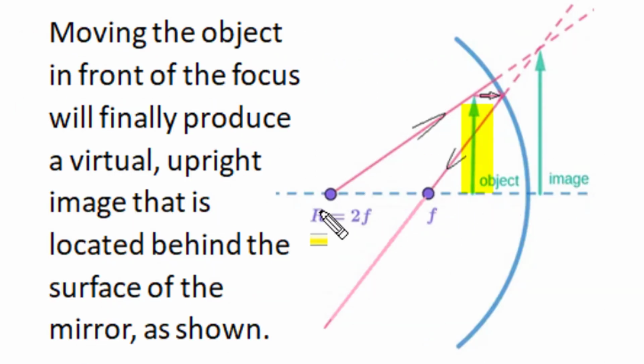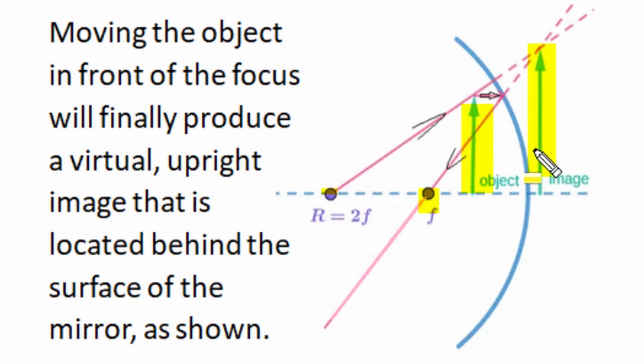And if the object is further moved towards the pole and kept between focus and pole, then it will produce a virtual upright image that is located behind the surface of the mirror, as shown here. The incident ray parallel to the principal axis after reflection passes through the principal focus, and when we revert it, it meets the other ray passing through the center of curvature and reverting back at this position, and that will form an image which is virtual, cannot be produced on a screen, upright and enlarged.